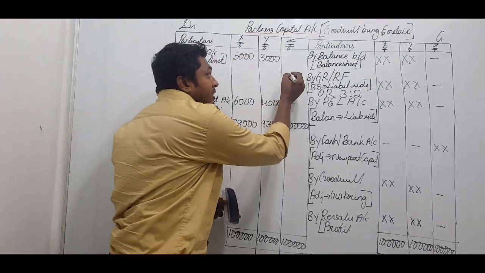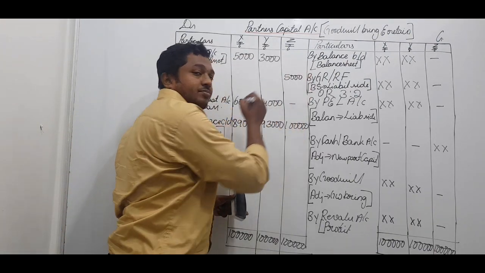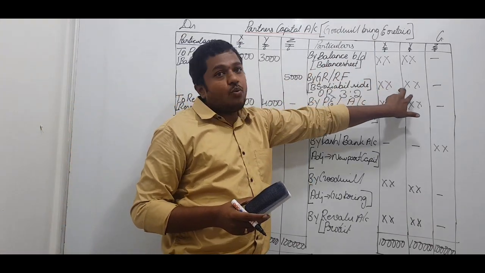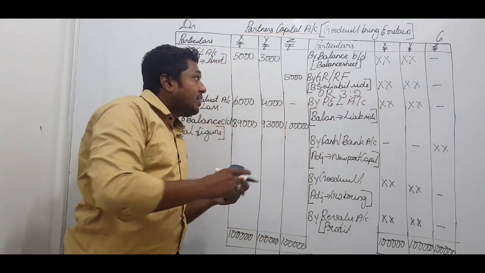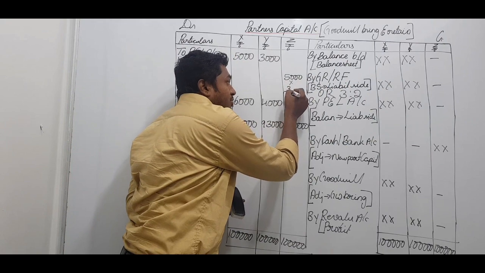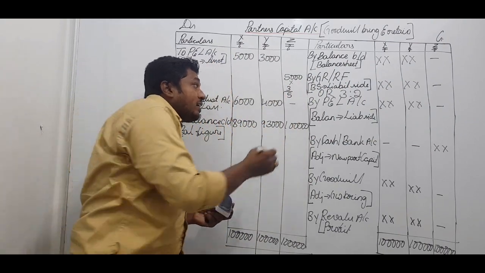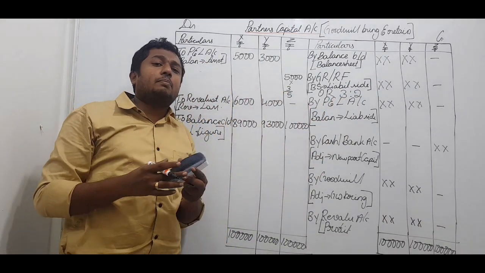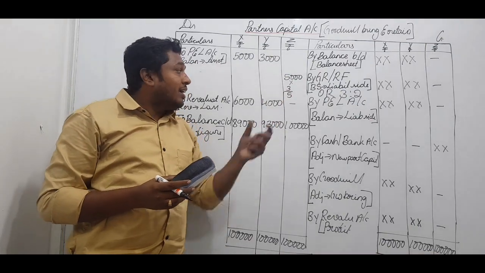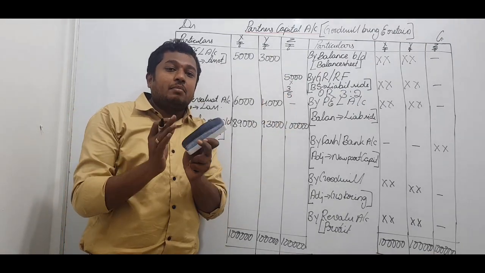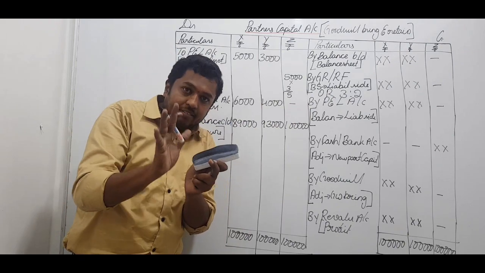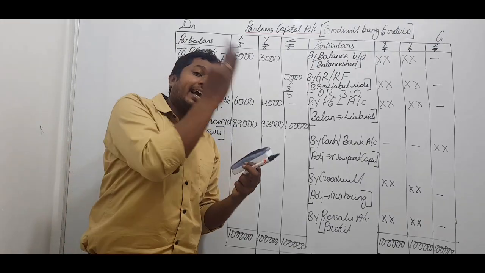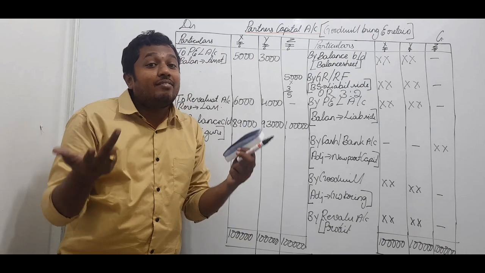For example, if general reserve is 5,000, this 5,000 is distributed to X and Y in 3:2 ratio. 5,000 into 3 by 5. How do we get 5? 3 plus 2 is 5. What is the logic behind this 5? It means the entire amount should be divided into 5 parts. Among the 5 parts, 3 parts will be given to X and the remaining 2 parts should be given to Y.